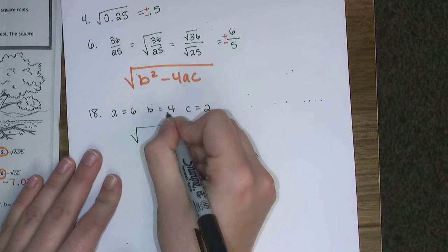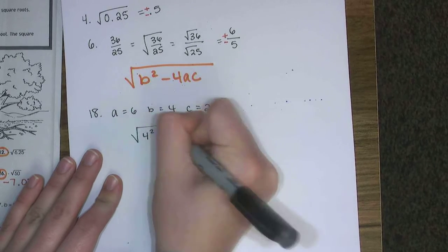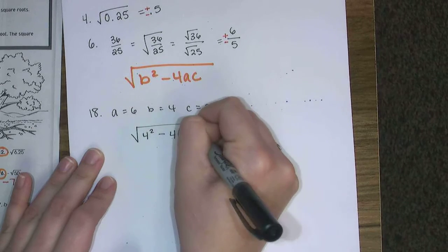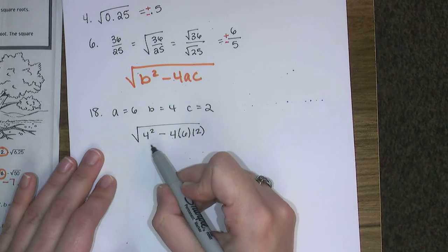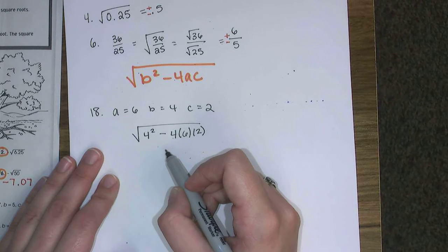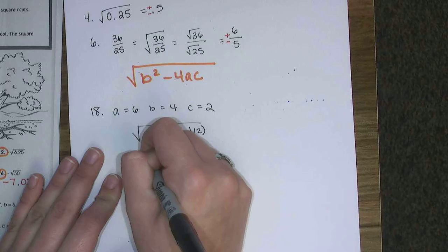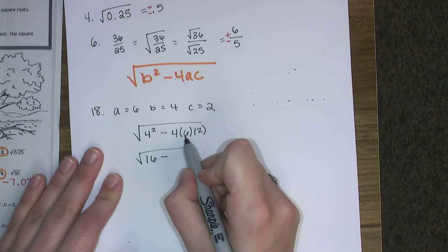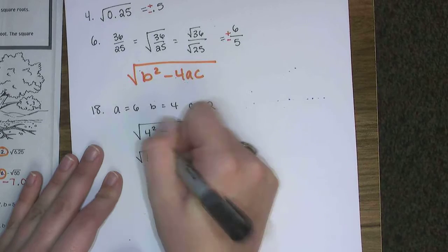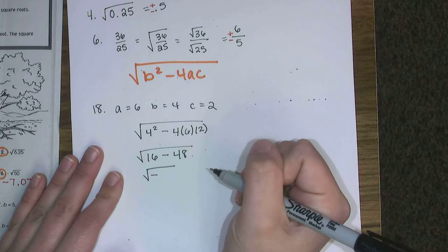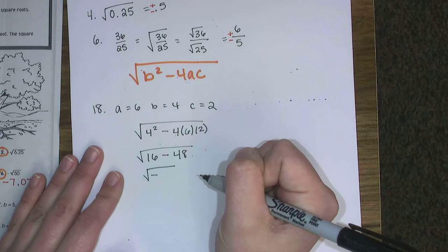Now, right here, we're going to have a problem. 4 squared is 16, minus 4 times 6 is 24, times 2 is 48, meaning that we have the square root of negative, well, 48 minus 16 is 32, so it's going to be negative 32, which we can't do anything else with, because this is no real root. It's non-real, but we still have to write our answer down there.